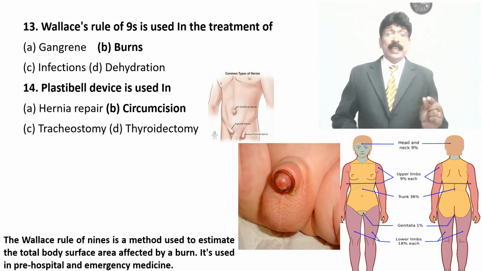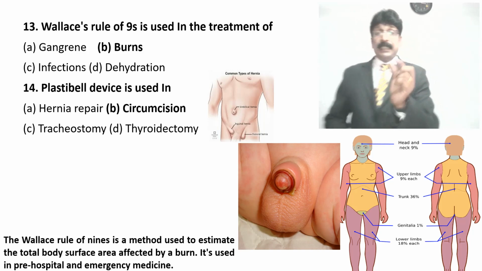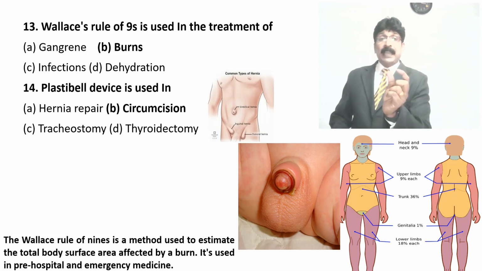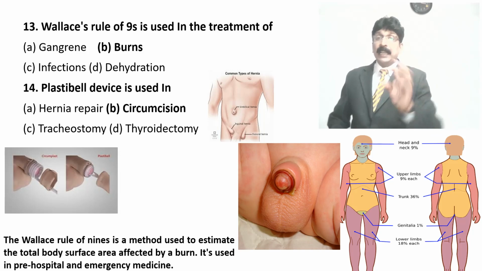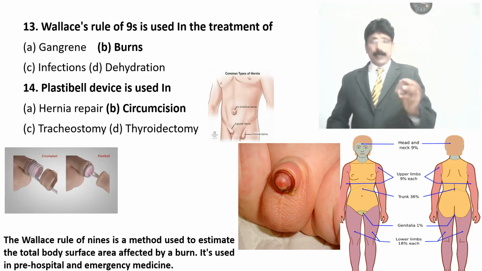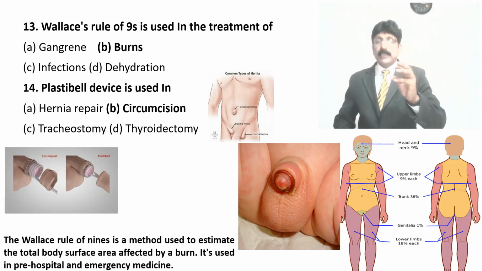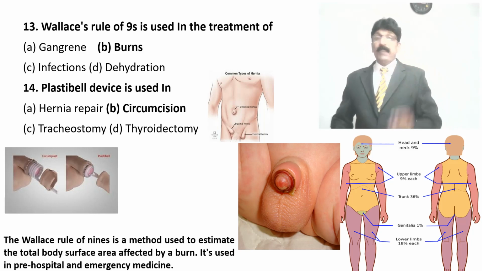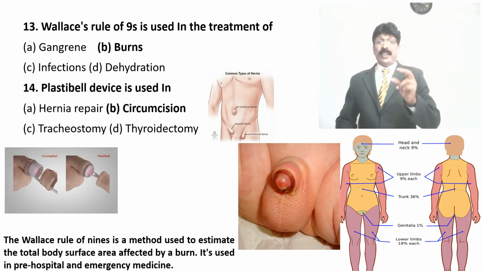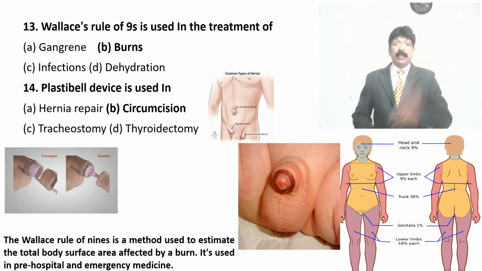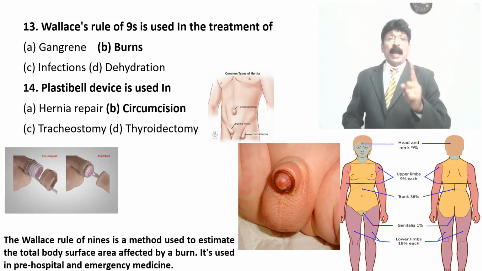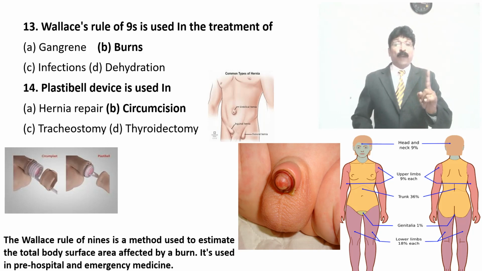You can see this is circumcision using the Plastibell instrument. You can see the outer skin of the penis area, with the Plastibell device placed in this manner, like how a plumber removes the cap on a PVC pipe. The outer skin at the outermost area of the penis can be removed easily, and circumcision can be done. So you can see this is the method of using it. You should remember the Plastibell is a device which is used for circumcision.